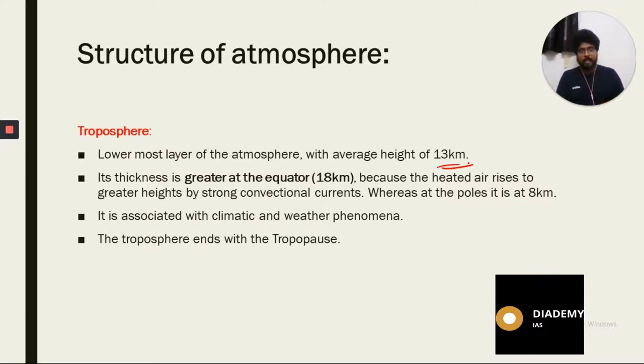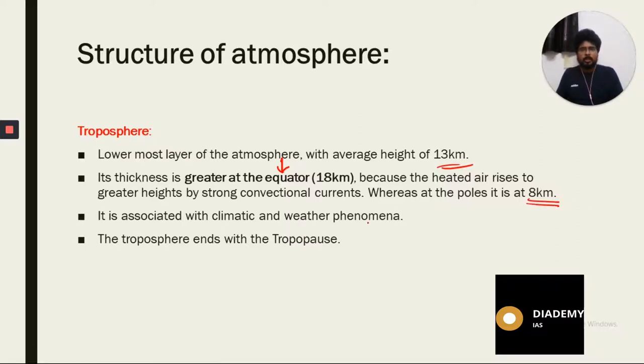The thickness of the troposphere varies from the equator to the poles. Why does this happen? This happens because the intensity of the incoming radiation from the sun is different at the equator and at the poles. That means the sun is extreme at the equator and very mild at the poles. So when the sun is extreme at the equator, the temperature will rise, which means air will become much hotter. When air becomes much hotter, it rises to great heights. So that is the reason near the equator the height is around 18 kilometers, whereas at the poles it is only 8 kilometers.